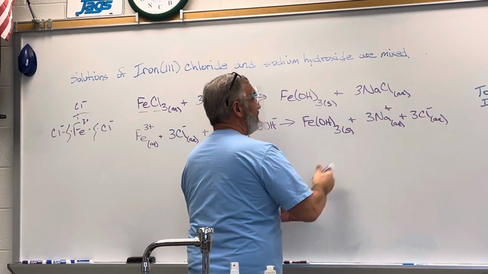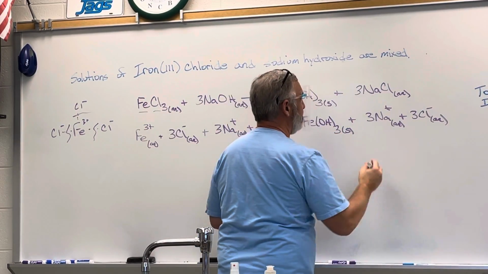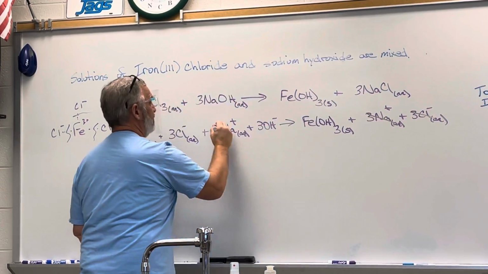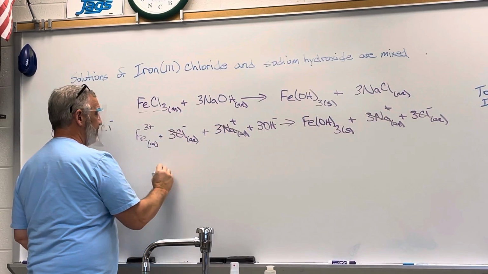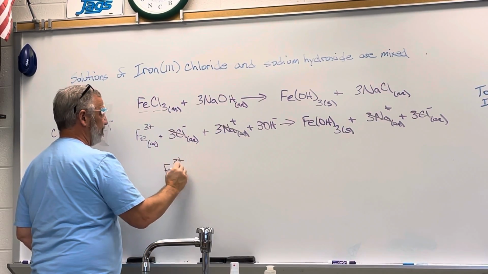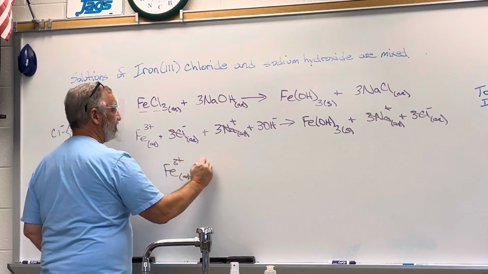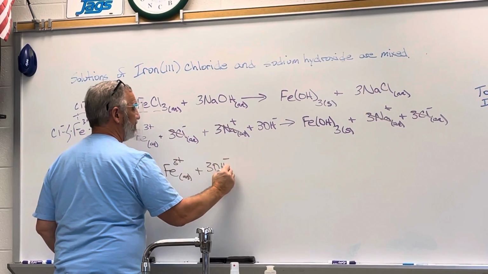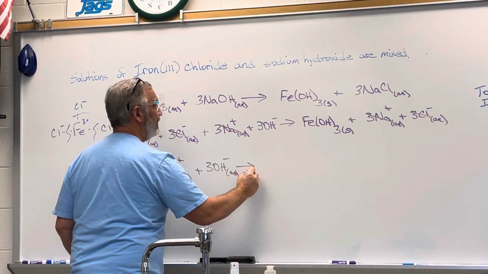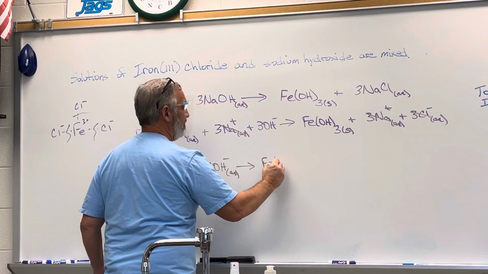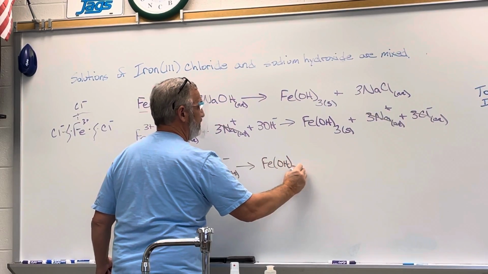So again, this is my aqueous one, so that is going to be my spectators. So my net is going to be Fe 3 plus plus 3 OH minus going to Fe(OH)3 solid.